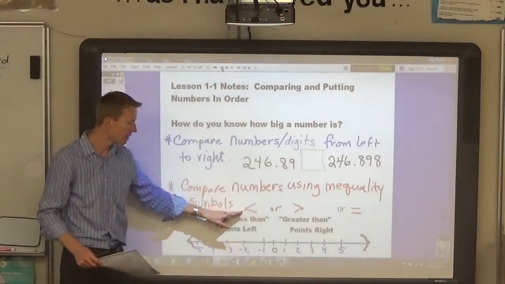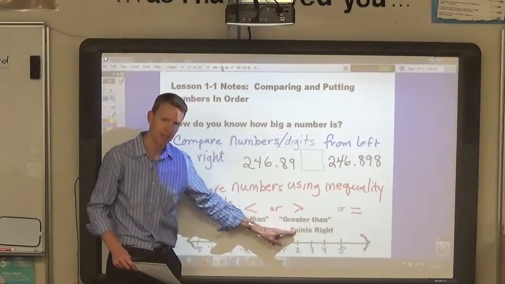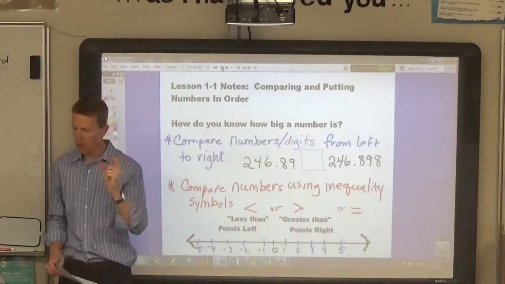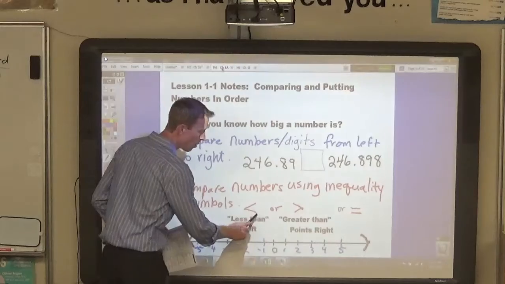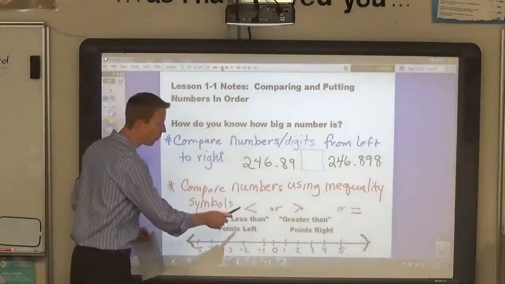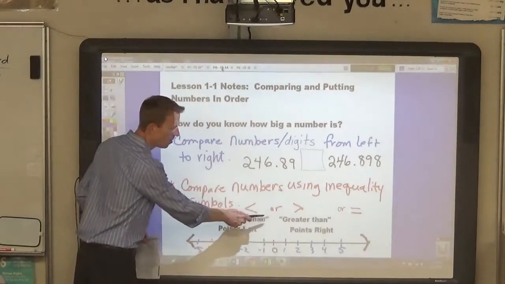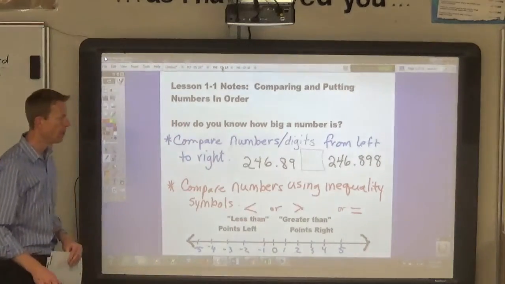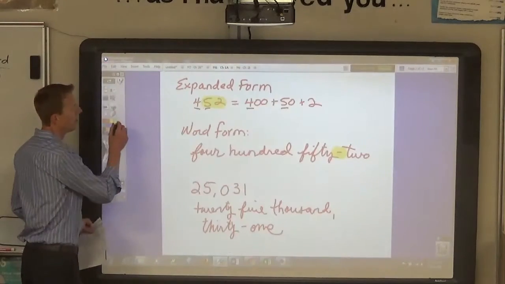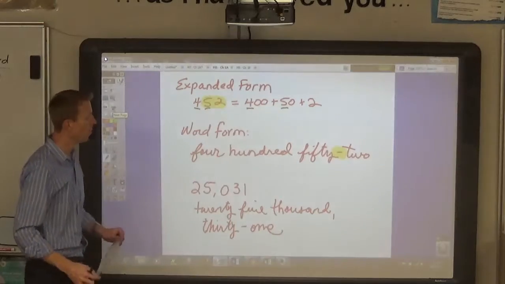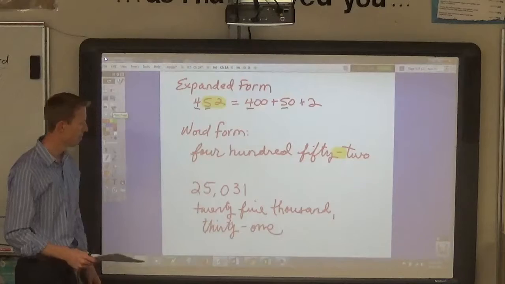Okay, remember that less than points left, greater than points right. So you will always put them so that the open part goes toward the bigger number, but when you're reading it, you read it as the less than sign or the greater than sign, depending on which way it's pointing, okay? And we talked about expanded form and word form with a hyphen in between the two-digit numbers.